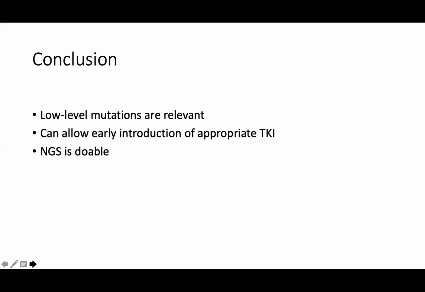So with that, I would conclude that low-level mutations are relevant and can only be picked up by NGS. This will allow early introduction of an appropriate TKI. NGS is doable, and it seems cost-effective if you look at it in the long run. And to end, the debate is not between me and Hari, it's Sanger versus Sanger. So with that, I will end and hand over to Hari.